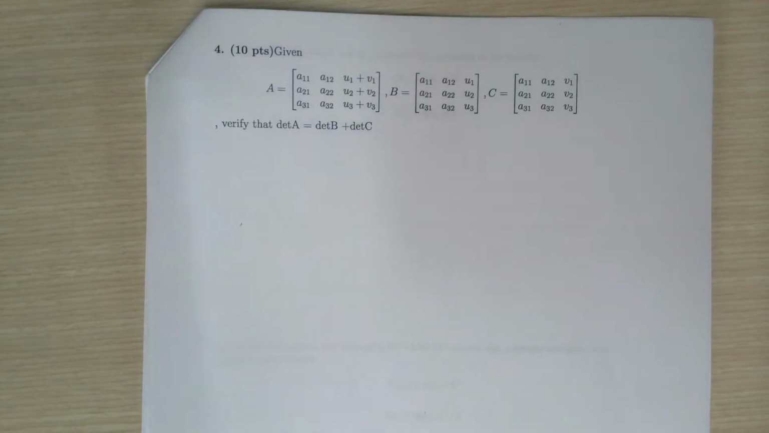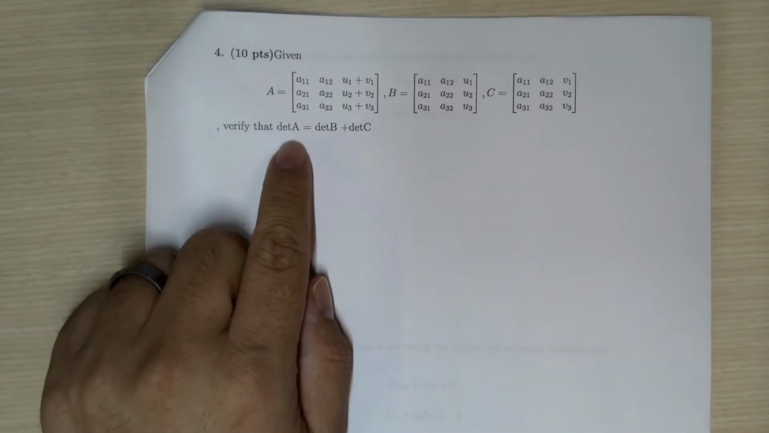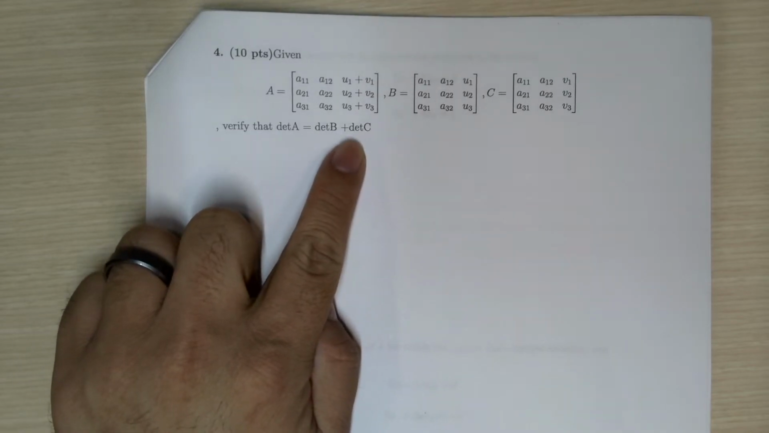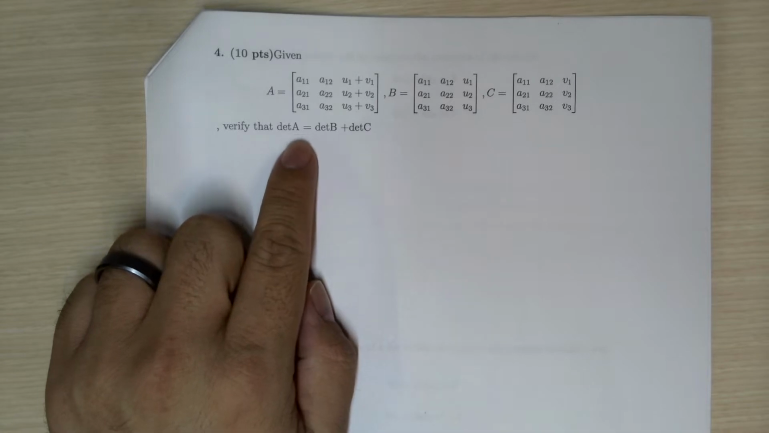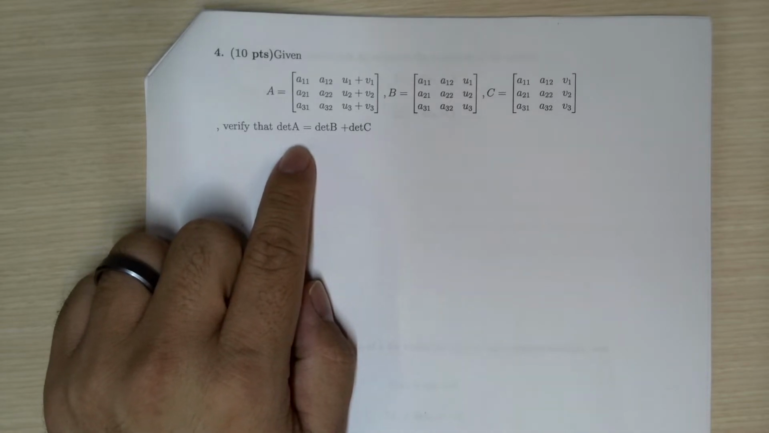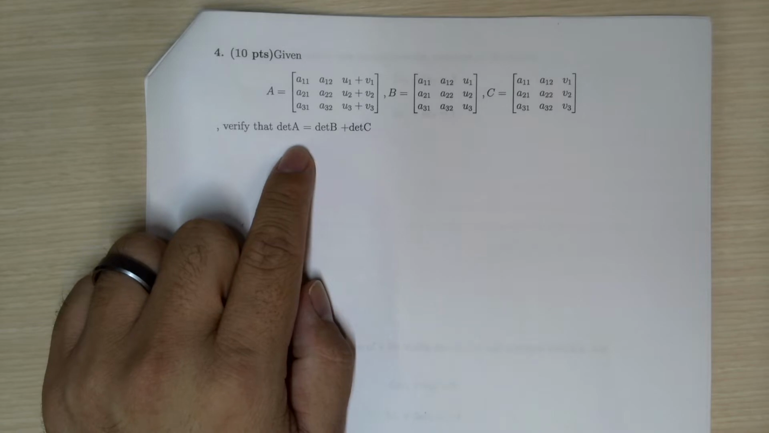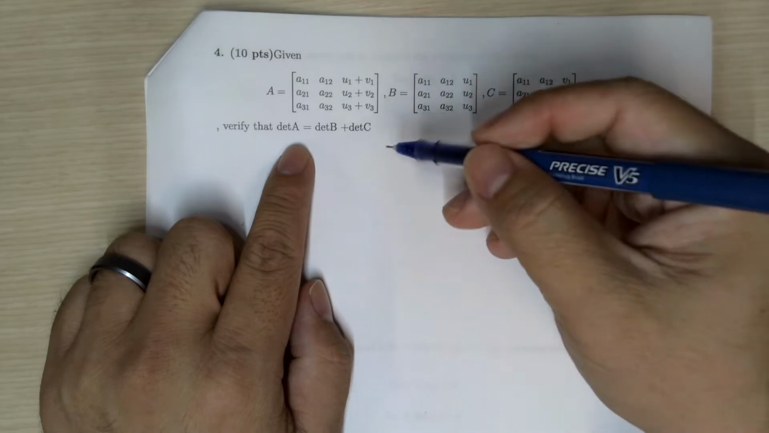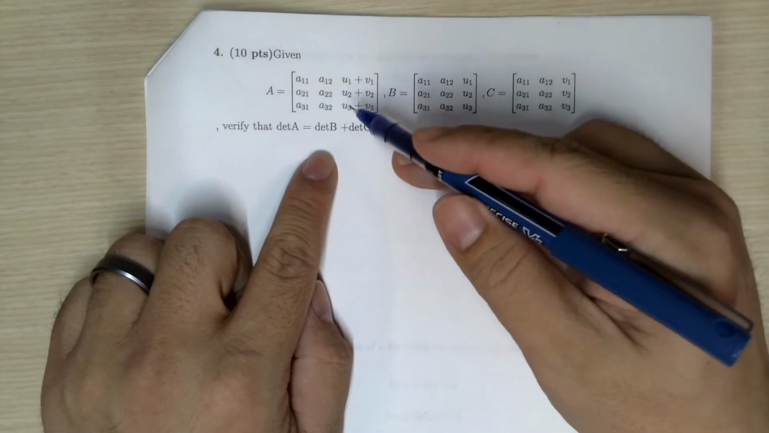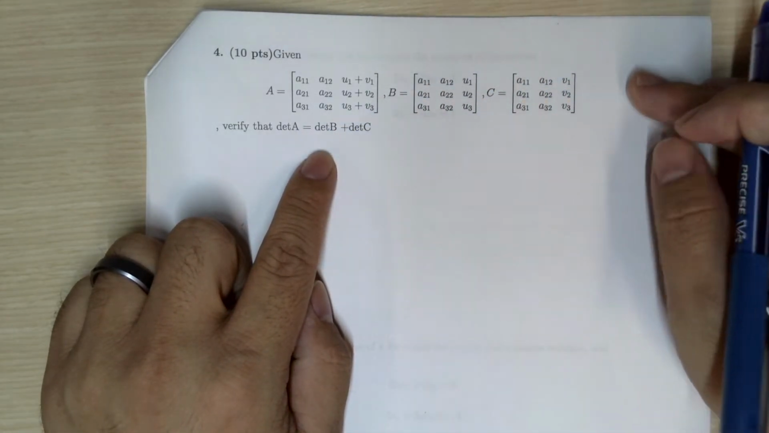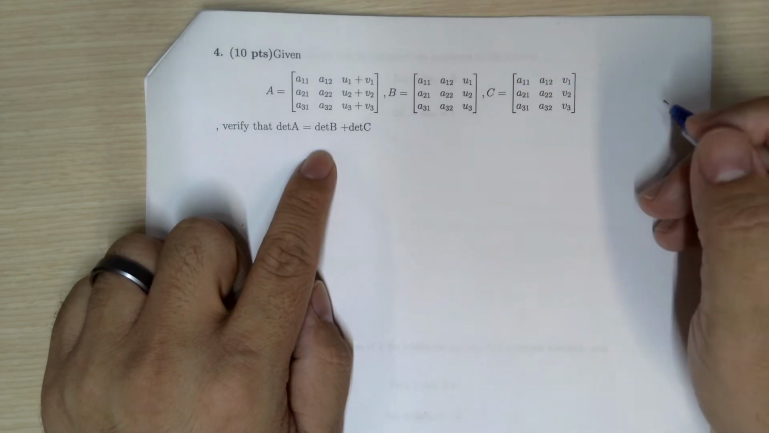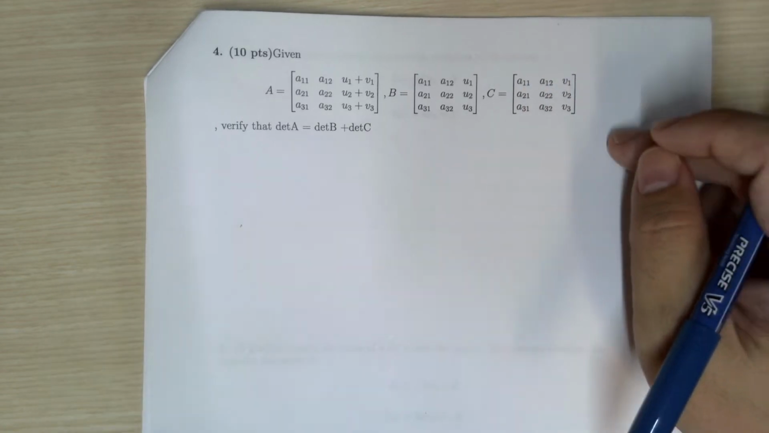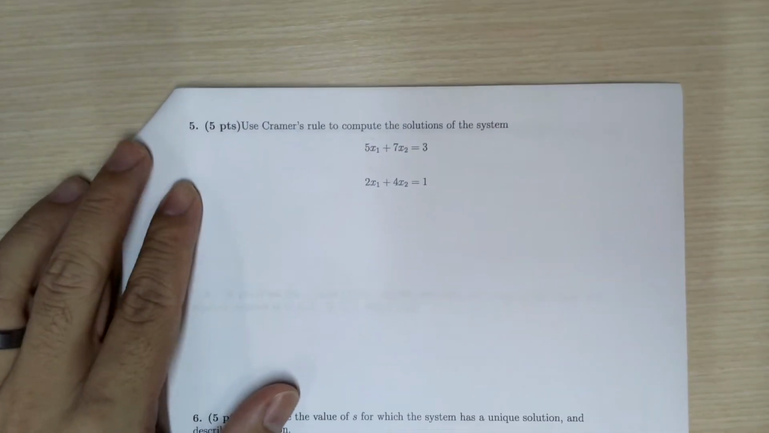Okay, so let's continue to look at some problems. The next one is to verify that determinant A equals determinant B plus determinant C. I think this is a purely algebraic problem, so you can verify it by yourself. Basically, just write it down, and you will figure out that those two are the same thing. So I'm going to skip this one and move on to problem 5.